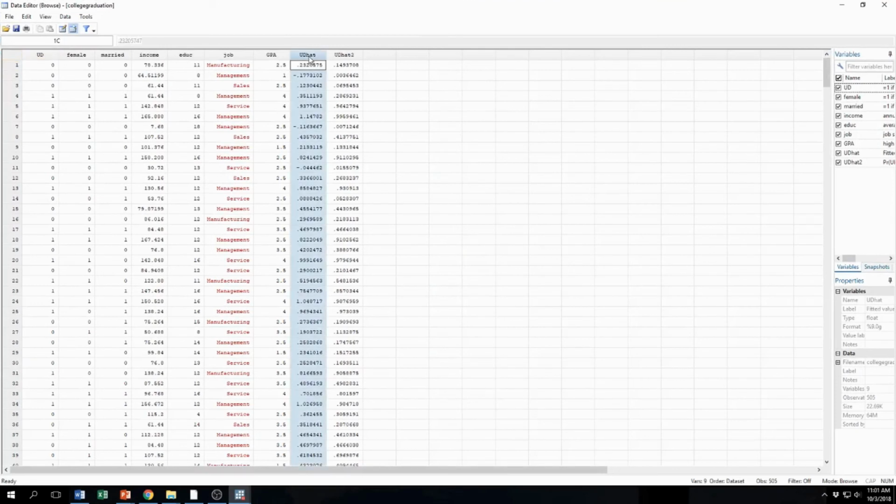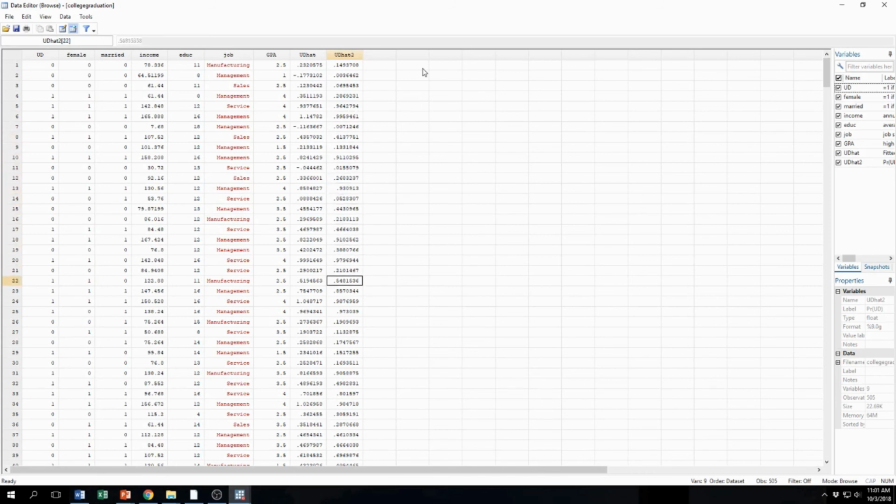UD hat is the predicted value from the linear probability model. And UD hat 2 is the predicted value from the Probit model. Now, one thing that you'll notice is that UD hat 2 never drops below 0. It can get really close to 0. For example, this is 0.003, so that's basically 0.3%. And it can get really high, like here it's 0.996, so this is a 99.6% chance. It's a very high probability of having a university degree here. But it never drops below 0, and it never goes above 1.